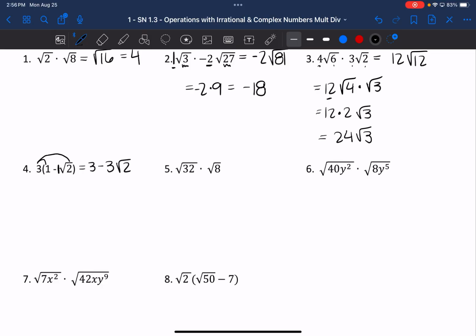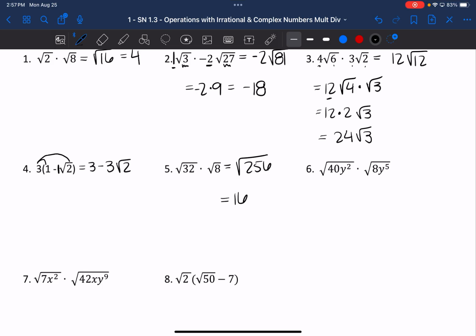Okay. All right, what about number 5? What would I get if I multiplied these two radicals together? Good. Square root of 256. And will that simplify? Nice. Square root of 256 is 16.